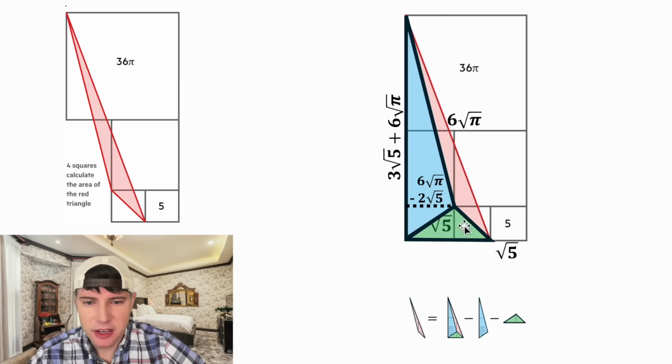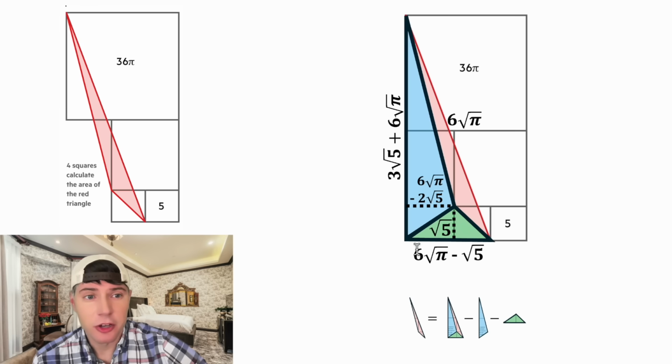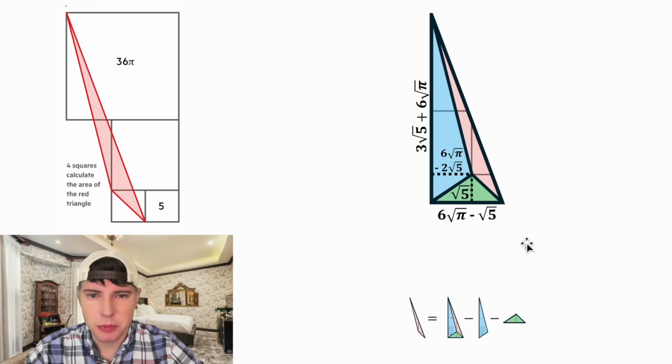This will be the base, and this will be the height. And the height is this square root of 5. And then the base would be this whole 6 root pi minus the root 5. So now we have the base and the height of the green triangle. So we have these two taken care of. And we also have the base and the height of the giant triangle. So this is everything that we need. Let's clean this up a little bit, and let's bring this up here.